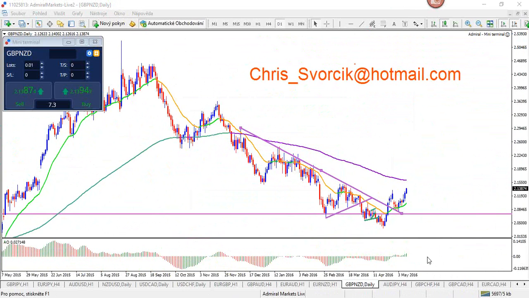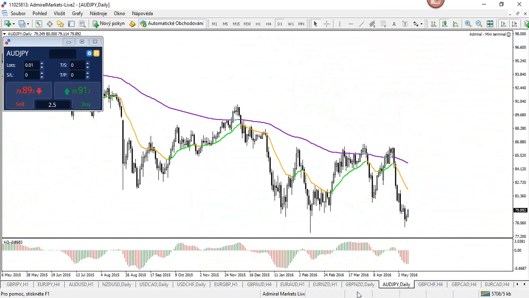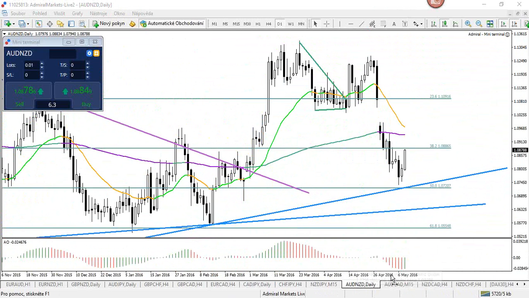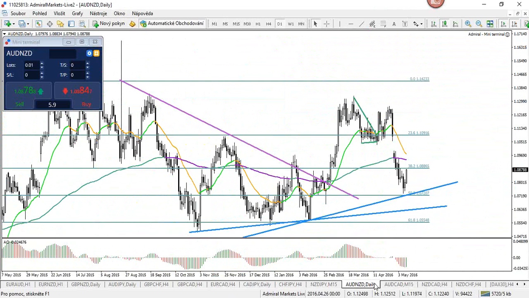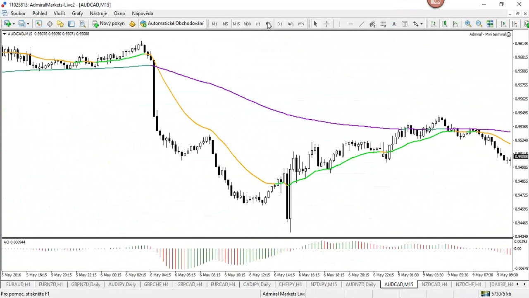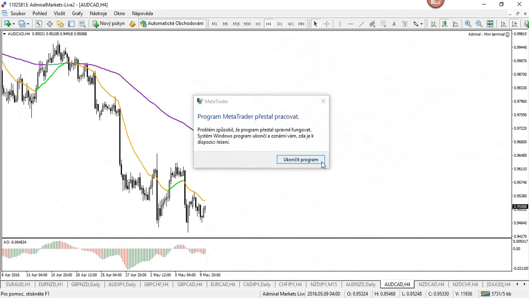So yes, pound New Zealand seems to be breaking some long-term trends as well to the upside. Just browsing some of these pairs at the moment. Aussie New Zealand is bouncing at support. Oh, seems I was a bit too fast.